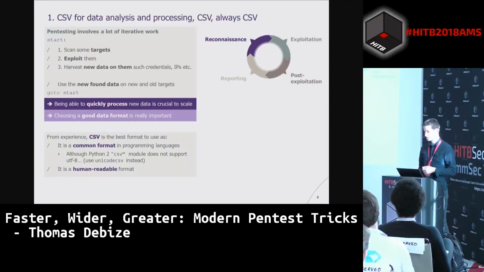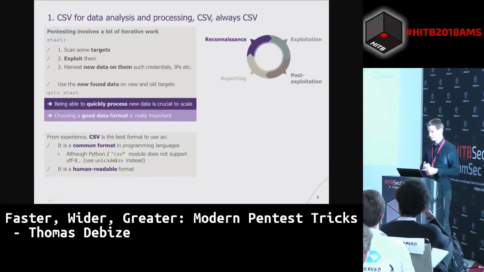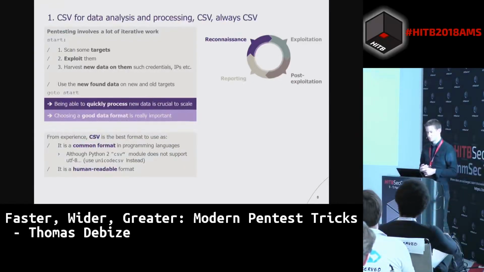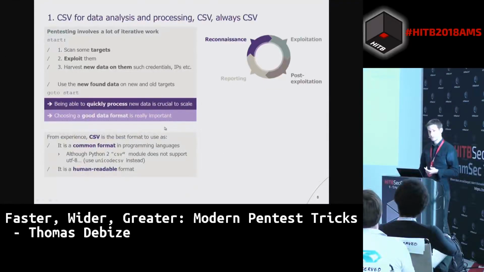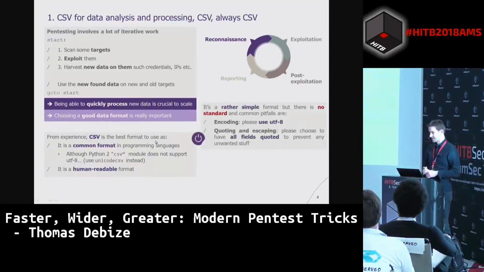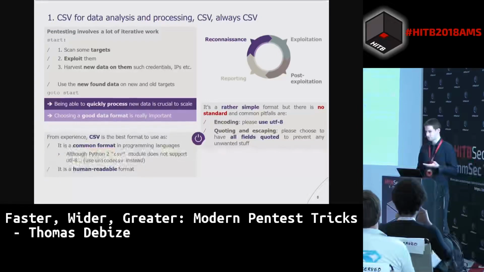It is a common format in different programming languages. Even Python has some problems: Python 2 has some Unicode problems with it, so you have to take care of it. Hopefully, unicodecsv manages the UTF-8 encoding. It's a human readable format, so goodbye JSON and goodbye XML. It's a rather simple format, but there's no standard. So you have a lot of different CSV types. Some few rules for encodings: please use UTF-8.